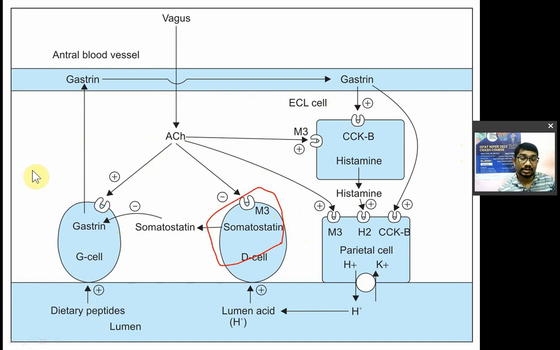Prostaglandin also has a negative role in this. Now that's how acid is generated. Gastrin is also stimulated by peptides present in your diet. If you are eating non-veg, it will contain protein, and that will stimulate gastrin to increase the acidity.